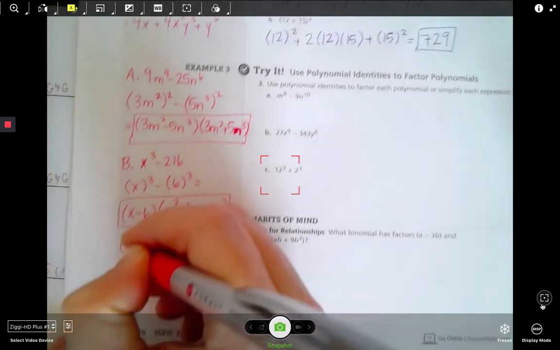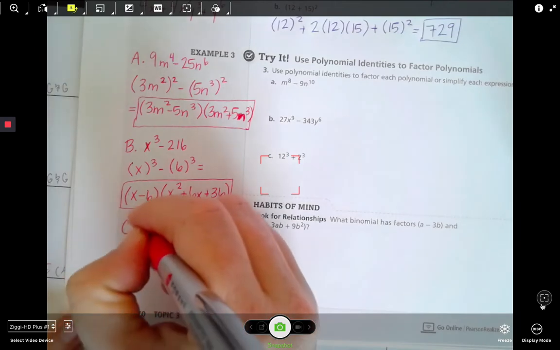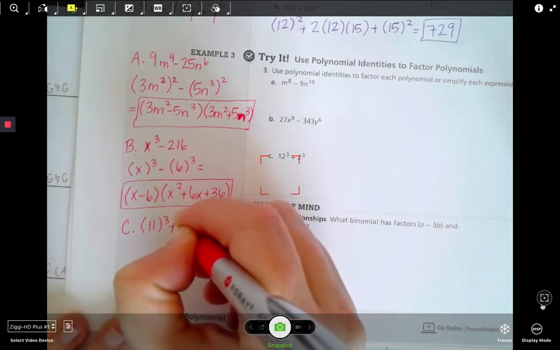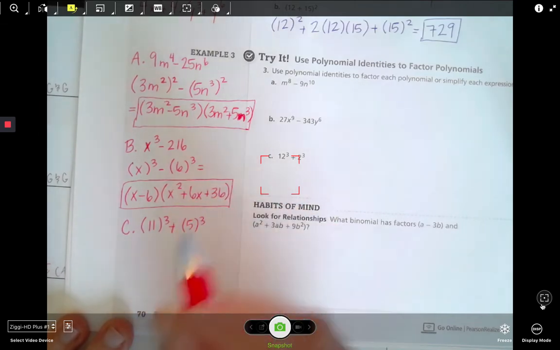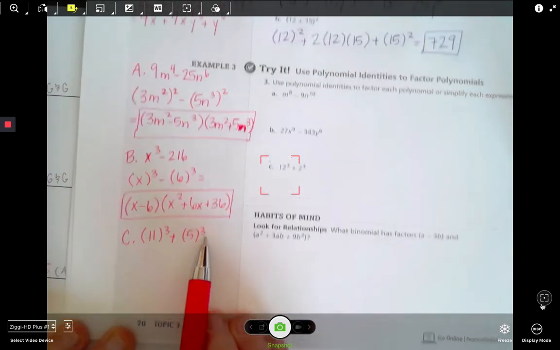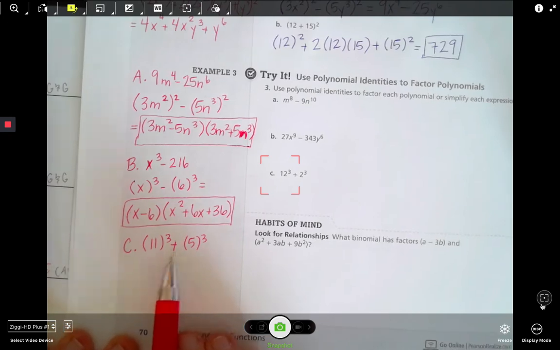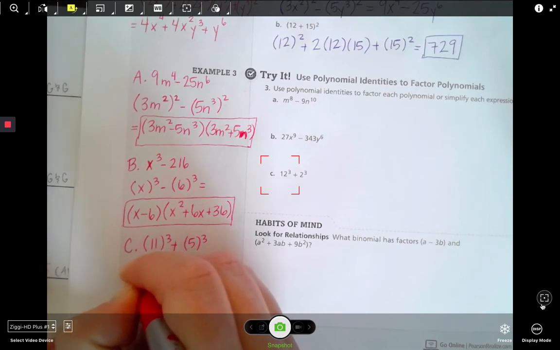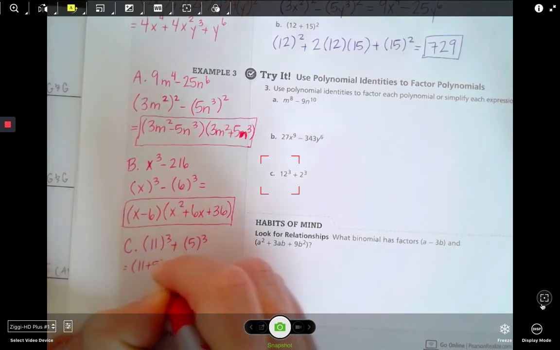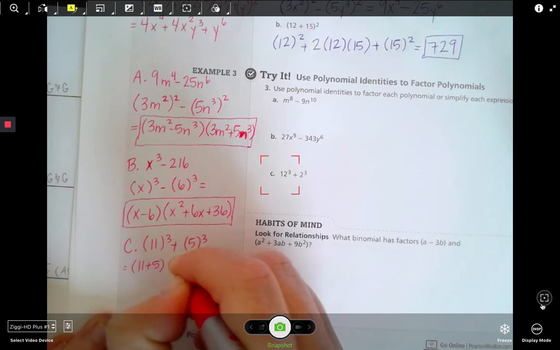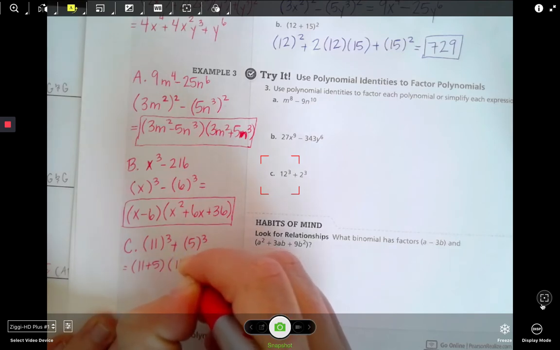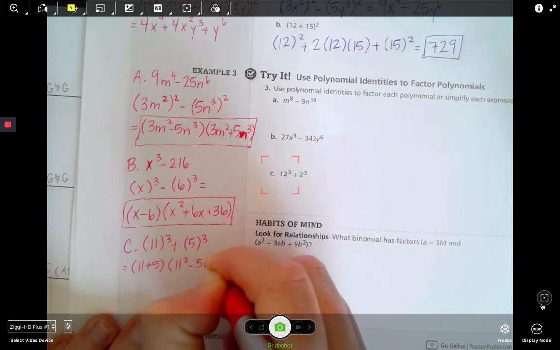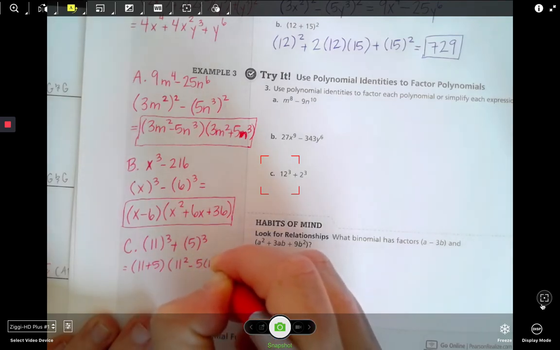And the last example out of the textbook was 11 cubed plus 5 cubed. They're both raised to the third power. There's an addition sign in between, so we're going to use the sum of cubes. So we're going to have A plus B times A squared minus A times B plus B squared.